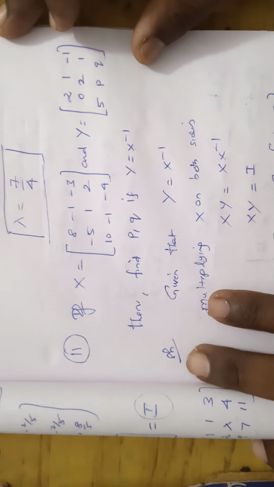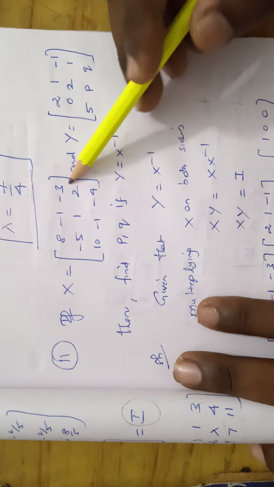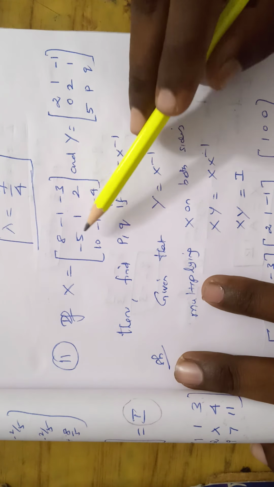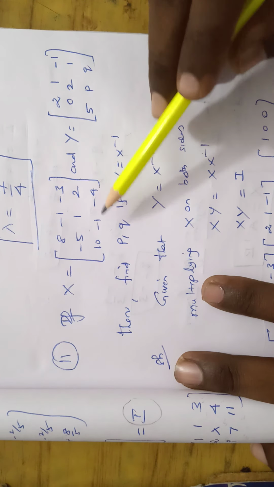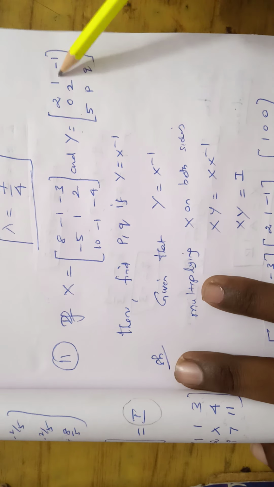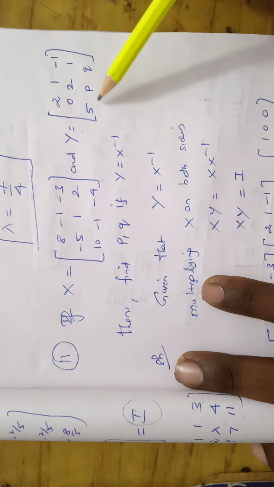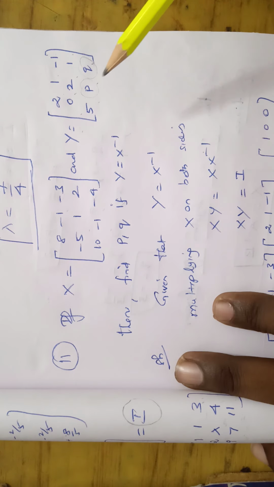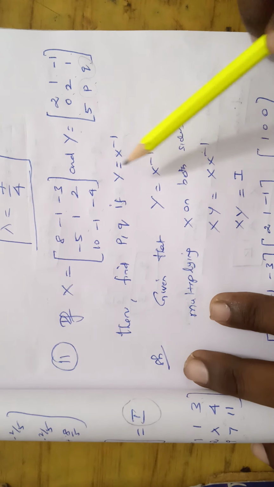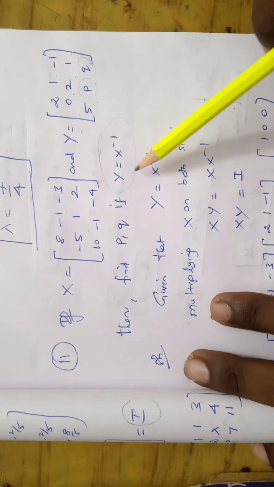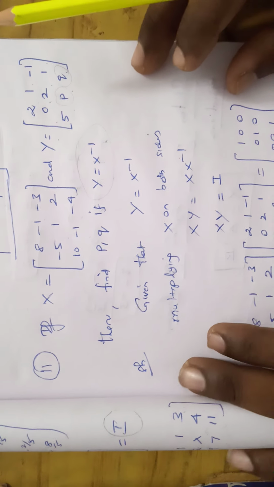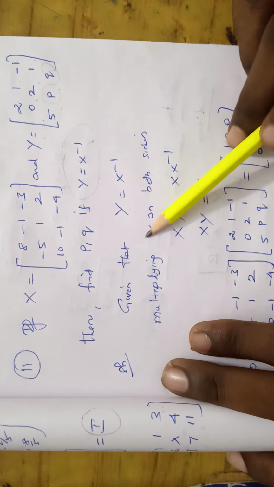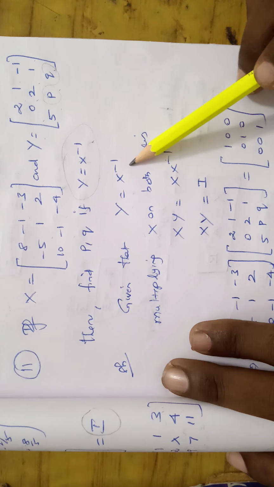Again, let us move to problem number 11. If X equals [8, minus 1, minus 3; minus 5, 1, 2; 10, minus 1, 4] and Y equals [2, 1, minus 1; 0, 2, 1; 5, p, q]. Our aim is to compute the p and q values if the given assumption is Y equals X inverse.